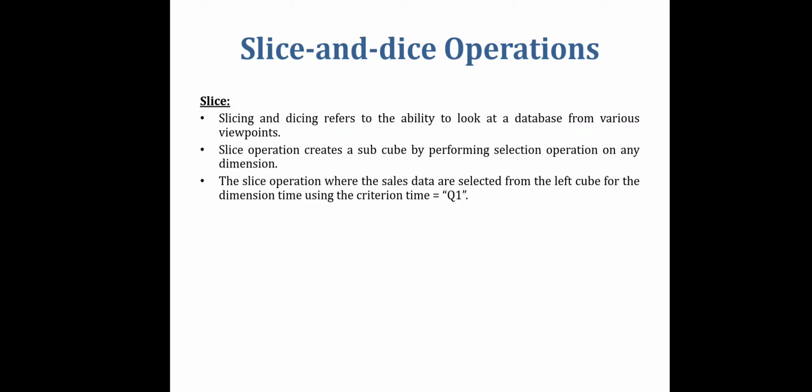Then the next operations we have are slice and dice. So, what are these operations? Let us see the first operation, that is slice. The slice operation performs a selection on one dimension of the given cube, resulting in a subcube. Whenever we perform the slice operation, the result of that operation will be in the form of a subcube. So, that figure shows a slice operation where the cells data is selected from the central cube for the dimension time using the criteria time.